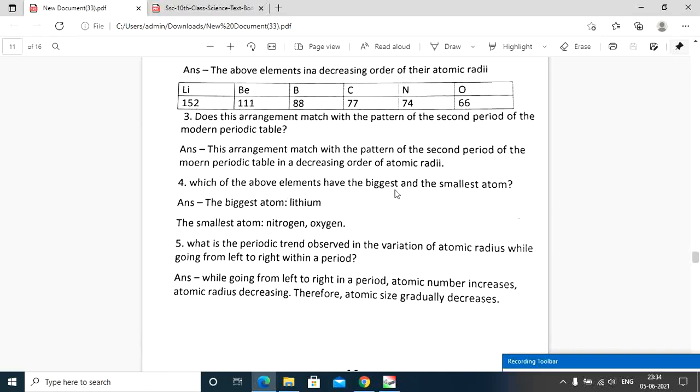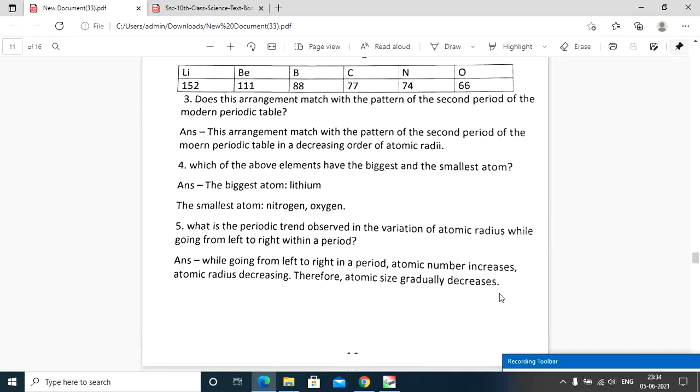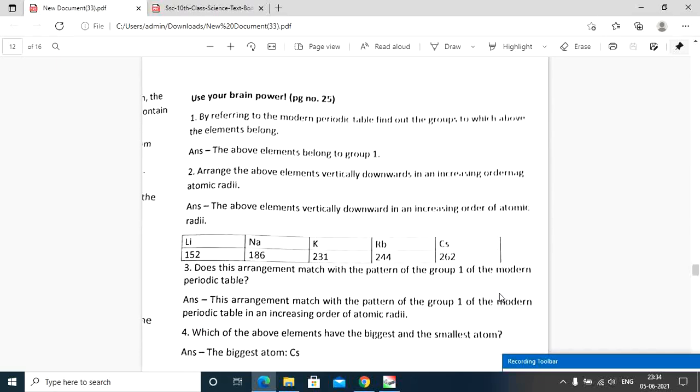Which of the above elements have the biggest and smallest atom? So the biggest is lithium and the smallest is oxygen. What is the periodic trend observed in the variation of atomic radius while going from left to right? So atomic size decreases. By referring to the modern periodic table, find out the group to which the above elements belong.